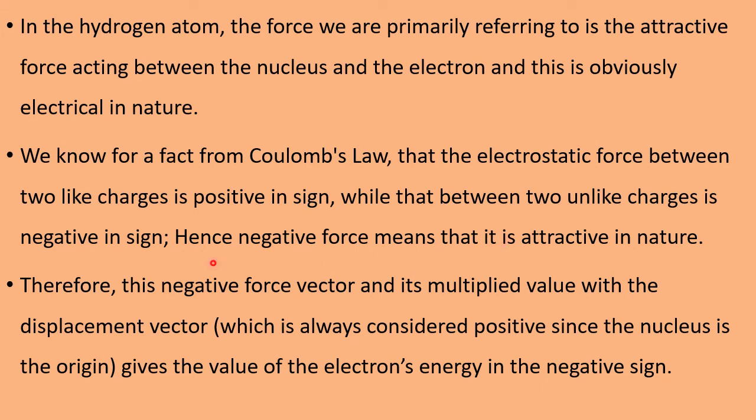Therefore, this negative force vector multiplied with the displacement vector gives the value of the electron's energy in the negative sign. That is the meaning of what? Electron in the negative form, that is, it is under the control of the nucleus where an attractive force is there between the positive nucleus and the negative electron.